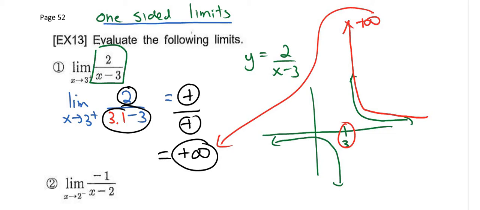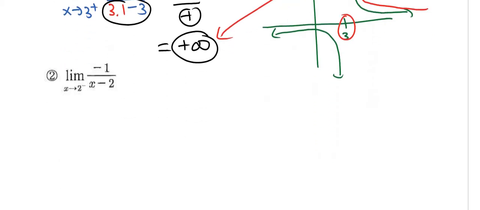Good. So with these limit questions, when you get your final answer, in this case it was positive infinity, try to visualize the graph. You can use Desmos and just draw it out, and hopefully your algebraic answer will match your graphical answer. Alright, let's move on to question 2 now.